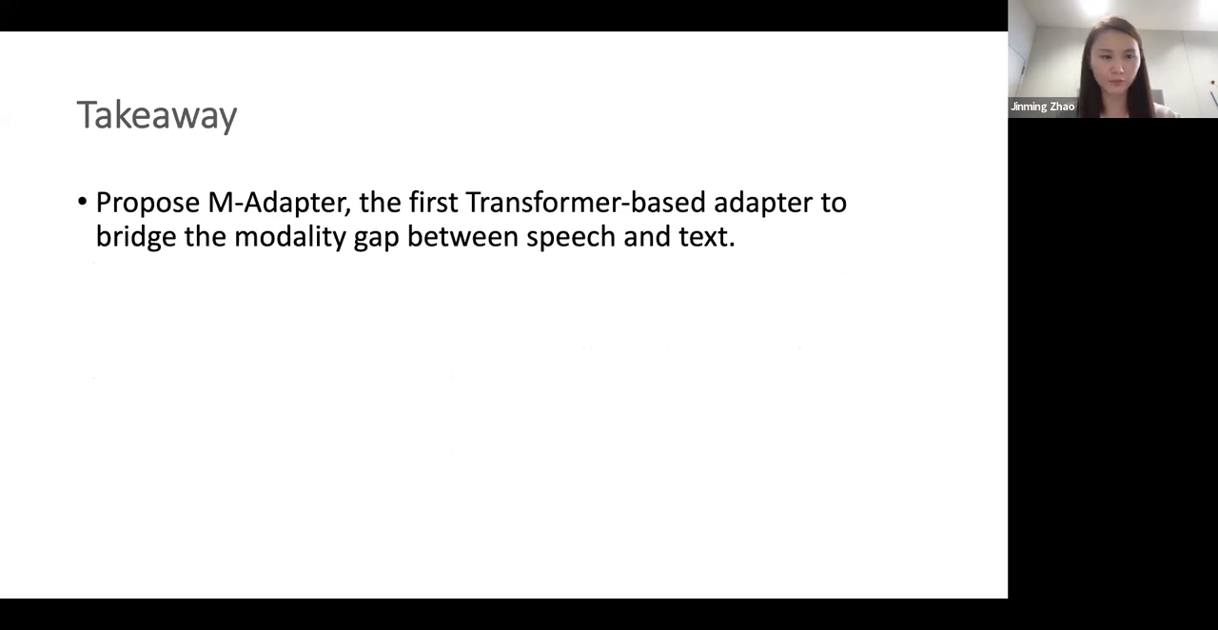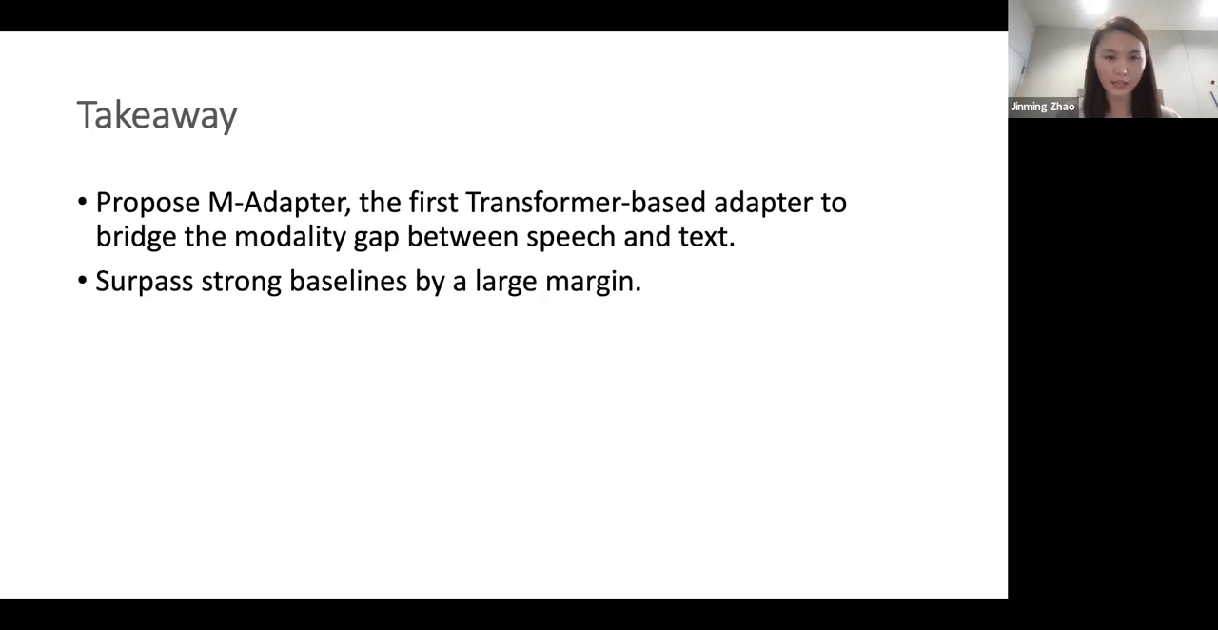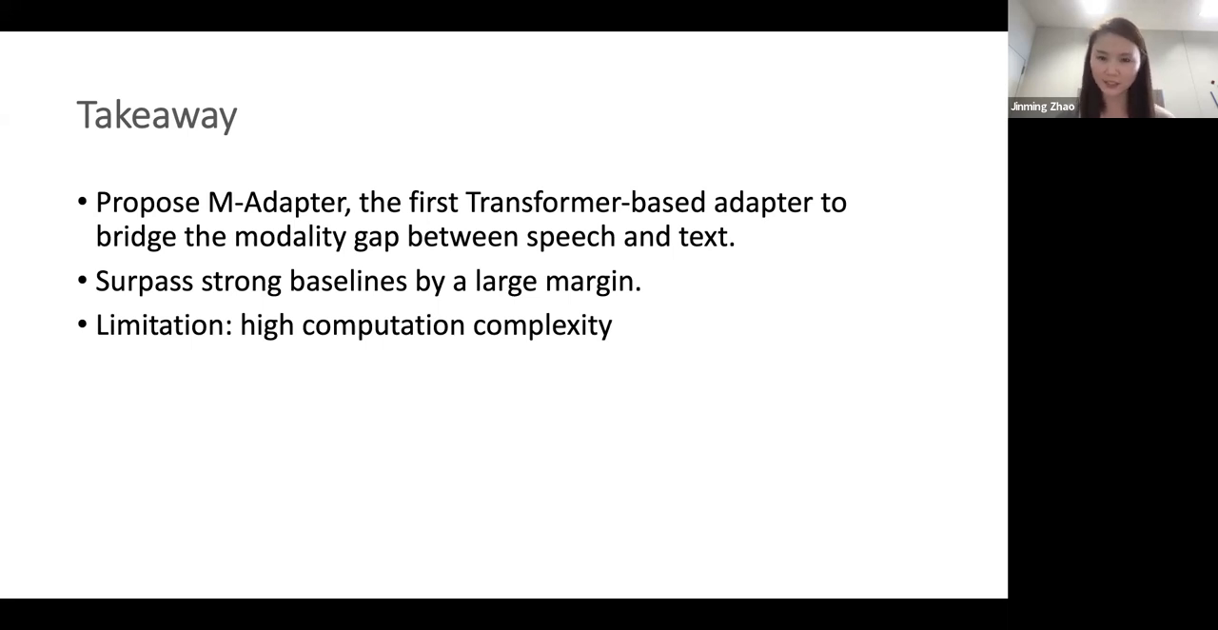In conclusion, we propose Adaptor, which is a novel transformer-based adapter to reduce the modality gap between speech and text. Our system surpasses the strong baselines by a large margin. Having said that, the limitation is that Adaptor helps to improve translation quality at the expense of a high computation complexity. And this has strongly motivated our next work.